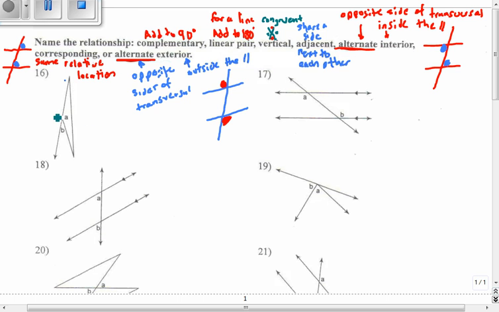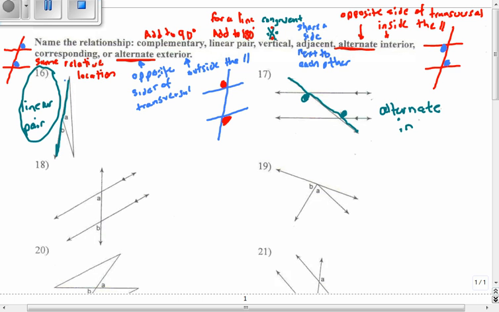Okay, now labeling. Number 16, what do we have here? What do angles A and B form? A line. So we have a linear pair. Number 17: are they on the same side or opposite sides of the transversal? Opposite, so alternate. Inside or outside the parallel lines? Inside. So it's alternate interior.